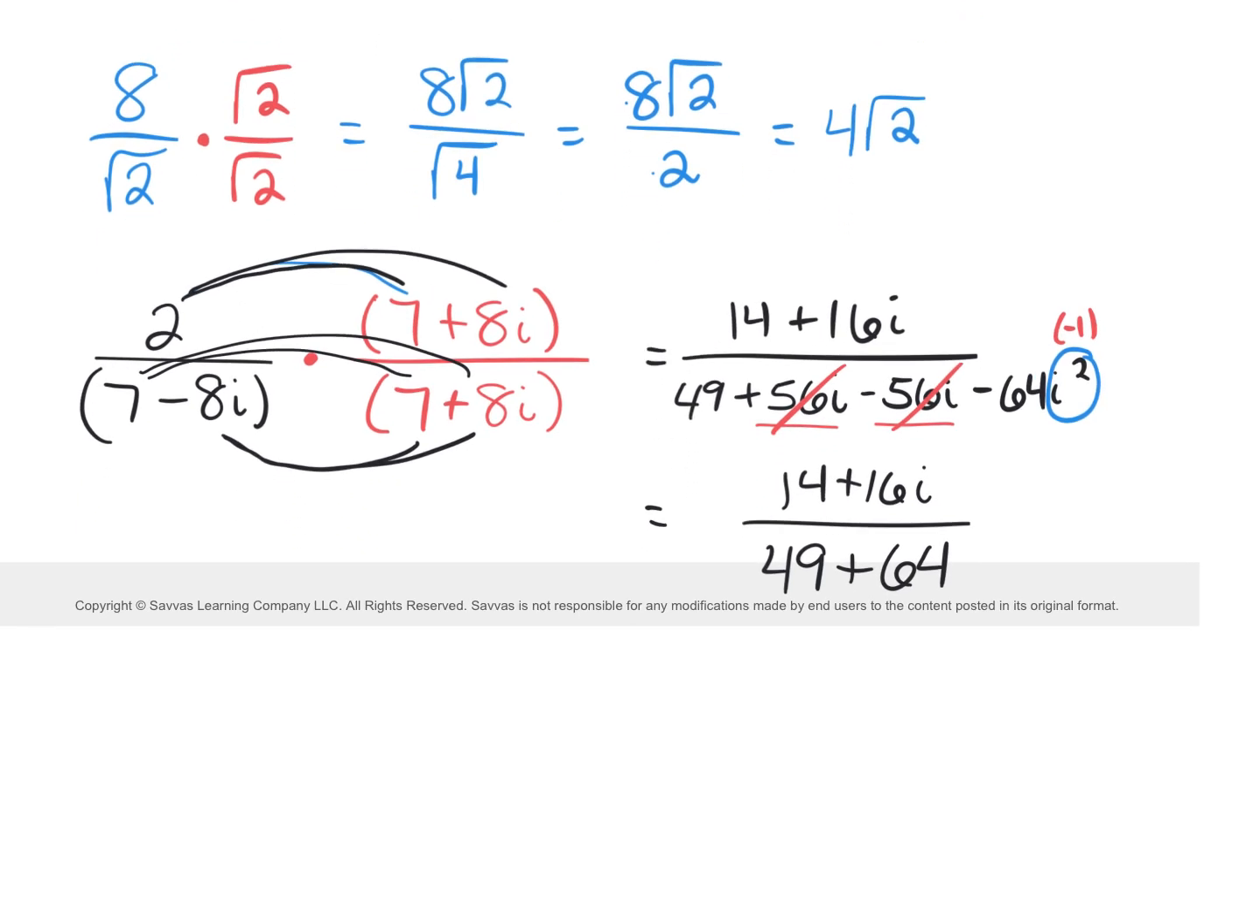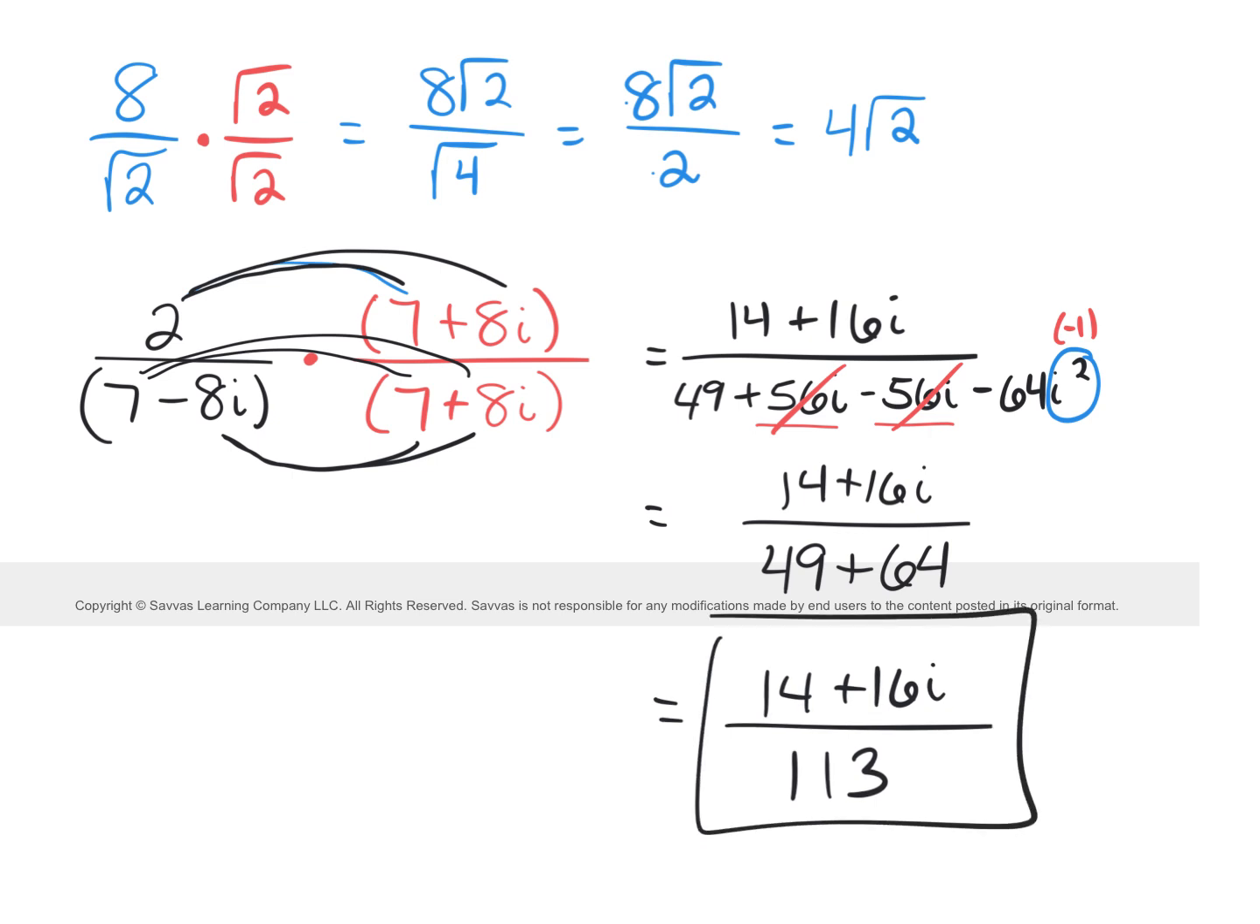Positive 64. Again, we said we can't do anything with the top. What do I do with the bottom? Add them together, so I get 113. We're going to leave that as our answer. How do I know that I'm done? What was the whole goal? To get i out of the bottom.